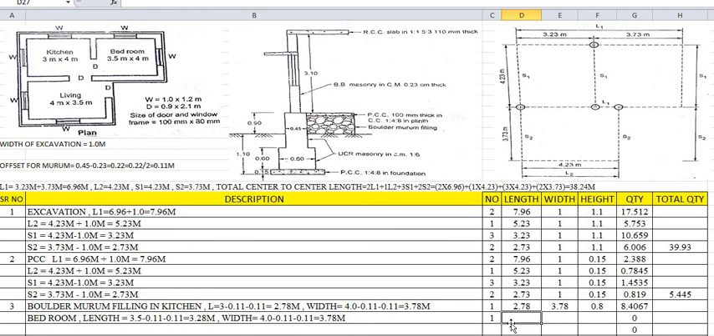What is the length? 3.28 is the length. What is the width? The width is nothing but 3.78. So 3.78 is the width. What is the height of murum filling? It is 0.8, already we have taken this. So the quantity comes to be 9.91.